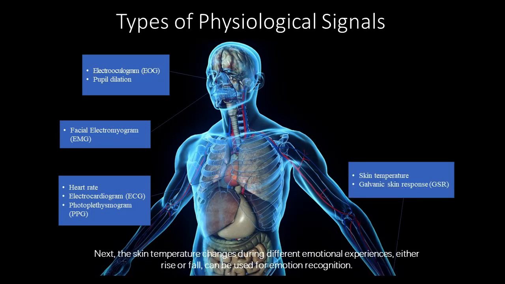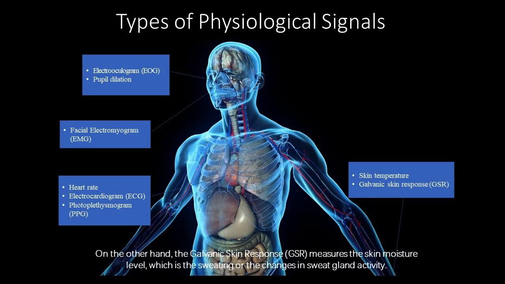Next, the skin temperature changes during different emotional experiences, either rise or fall, can be used for emotion recognition. Furthermore, skin temperature can be implemented in stress assessment, where it is able to reveal the intensity of acute stress. On the other hand, the galvanic skin response, GSR, measures the skin moisture level, which is the sweating or the changes in sweat gland activity. It reflects the difference in the sympathetic nervous system. Research has shown that increase in sweating is linked to emotional arousal.